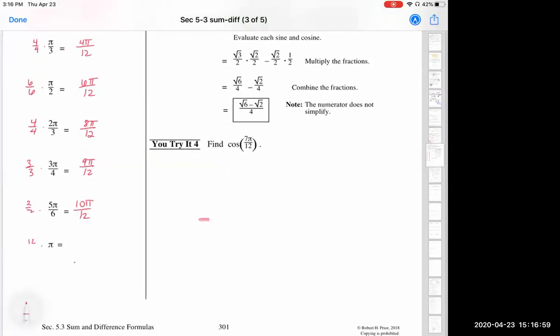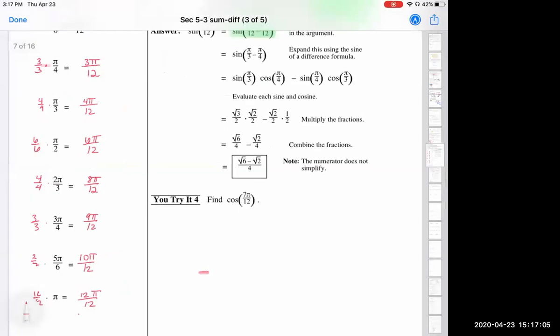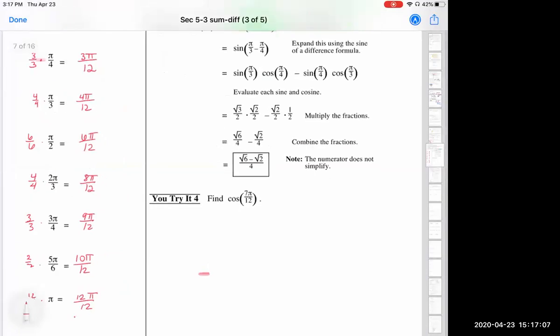And if we multiply it by 12 over 12, we get 12 pi over 12. Now, why did we do this? When you're working through your problems in your example, you have all of your measures written with a 12, so you can easily add and subtract them.